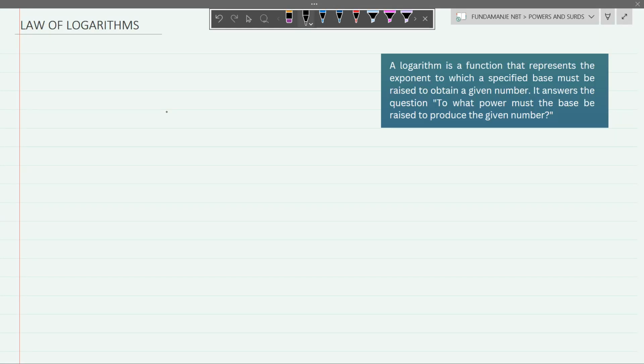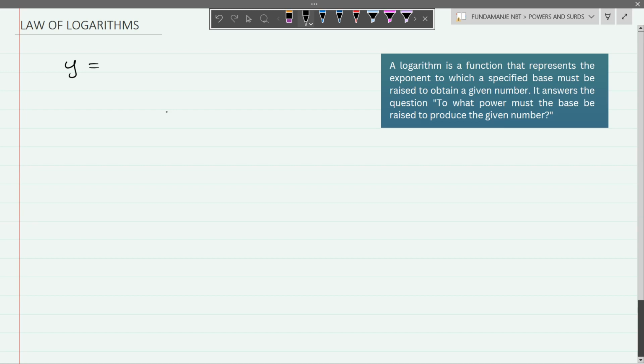Hi, in this lesson we want to go through the laws of logarithms. Now, a logarithm is a function that represents the exponent to which a specific base must be raised to obtain a given number. It answers the question, to what power must the base be raised to produce the given number. So this is the format of a logarithm if you're not familiar.